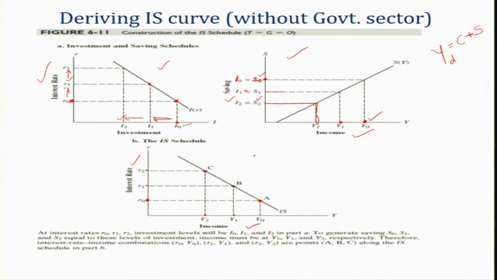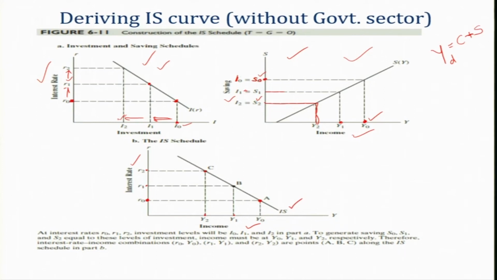That means we can derive an IS curve from the first diagram and the second diagram, where we can see an inverse relationship between rate of interest and the level of income. So this is the IS curve. Summarizing here, the IS curve is derived from the first two diagrams, two curves, and then we plot the IS curve as a relationship between rate of interest and income, and we can see that there is an inverse relationship between both.